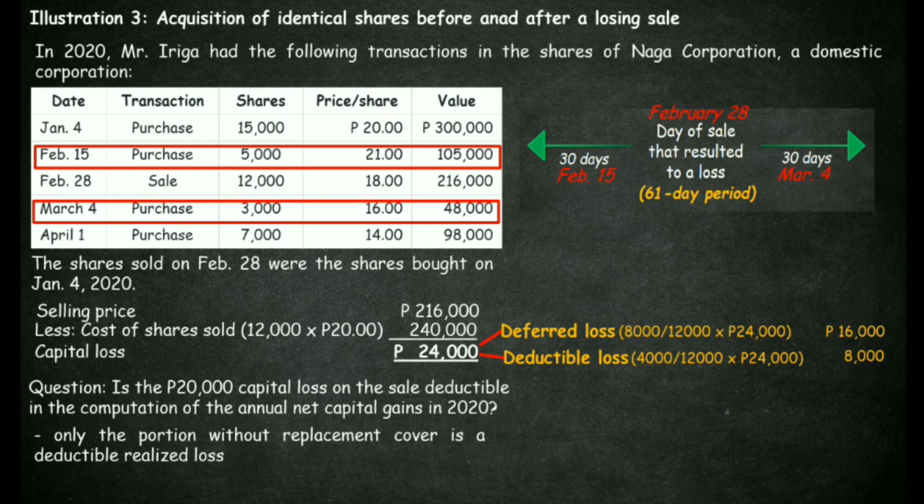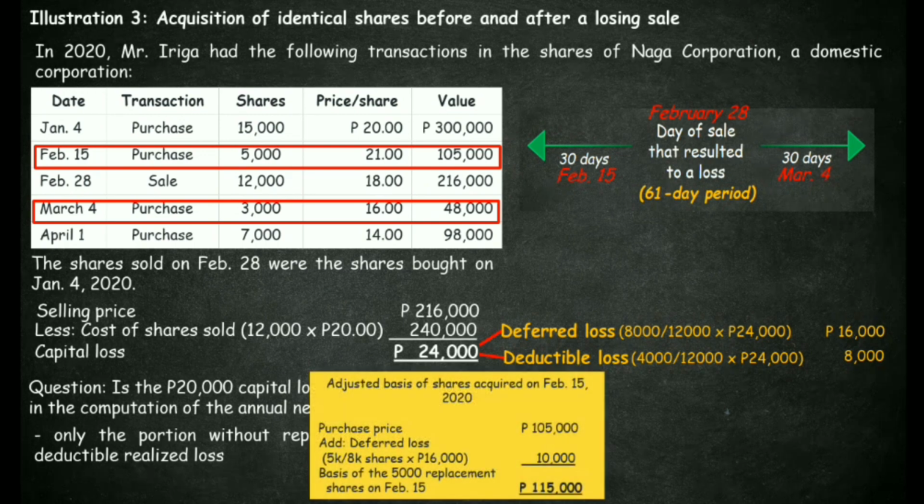So, ibig sabihin, itong 16,000 pesos will be shared by the shares acquired on February 15 and March 4. So, we'll start with the February 15. So, ito yung magiging computation ng kanyang adjustment or adjusted basis. So, we'll start with the purchase price, which is 105,000. And then, we are going to add the corresponding deferred loss, which is 10,000 pesos.